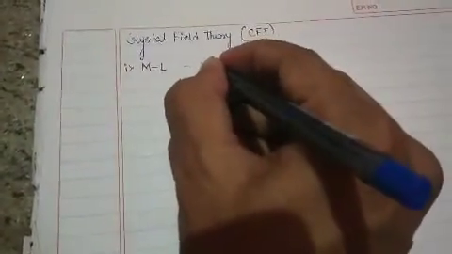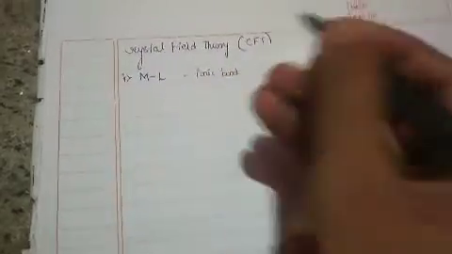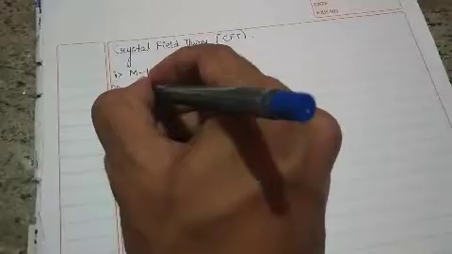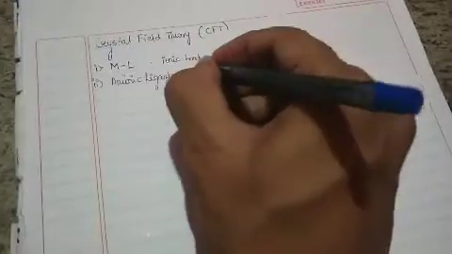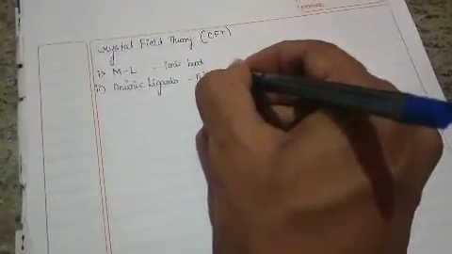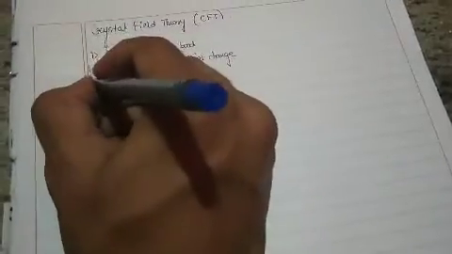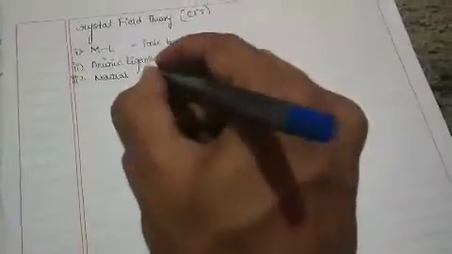First and foremost, it considers the metal-ligand bond as an ionic bond. That is, there is an electrostatic force of attraction between the central metal atom or ion and the ligand. Second, it assumes the anionic ligands as point charges. And the third important thing is that it considers the neutral ligands as dipoles, having both polarities, positive as well as negative.